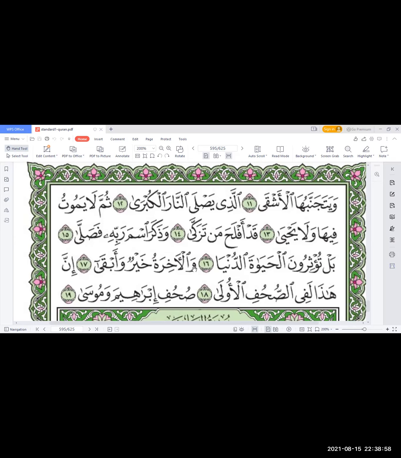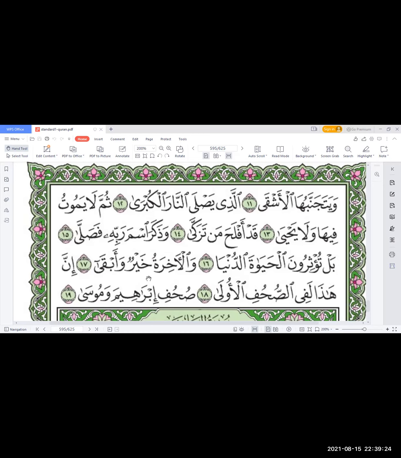Next one is wal akhiratu khairun wa abqa. And bal is just a reminder. You translate it to Malay, it'll be bahkan. Bahkan, kan? I think there's no better word than nay in English.